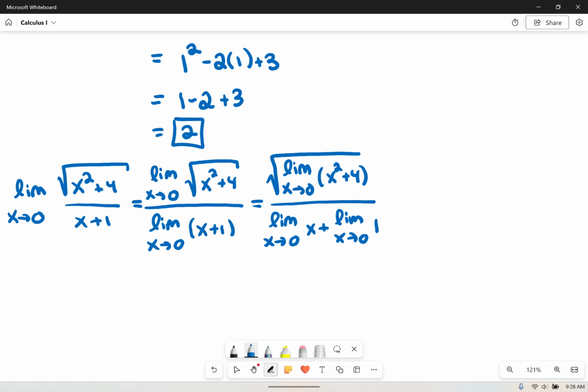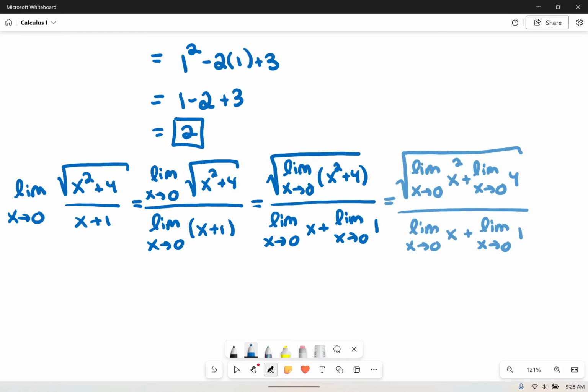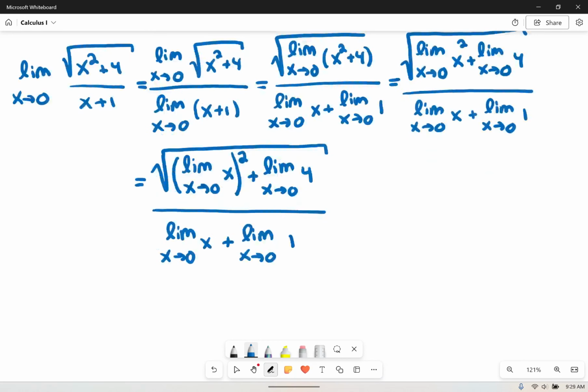which equals the square root of the limit as x approaches 0 of x squared plus the limit as x approaches 0 of 4, divided by the limit as x approaches 0 of x plus the limit as x approaches 0 of 1, which equals the square root of the limit as x approaches 0 of x, quantity squared, plus the limit as x approaches 0 of 4, divided by the limit as x approaches 0 of x plus the limit as x approaches 0 of 1.